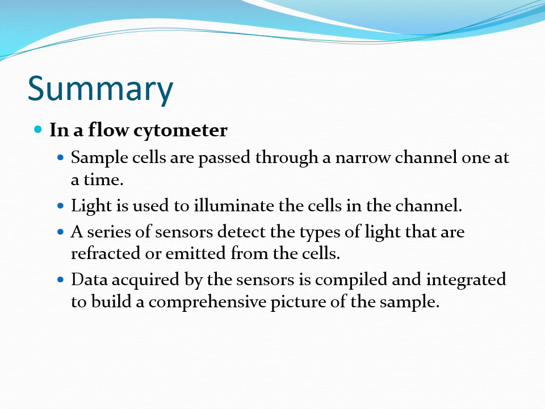These detectors convert the voltage signals into digital signals, and this data acquired is compiled and then integrated to build a comprehensive picture of the sample. So flow cytometry is a unique tool providing scientists with ways to gather statistical data on a large number of cells and use that data to correlate multiple parameters within the cell population. Parameters like size, shape, the internal complexity, and the number can be detected using flow cytometry. Thank you.